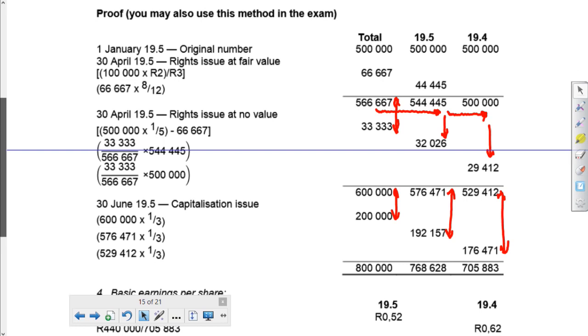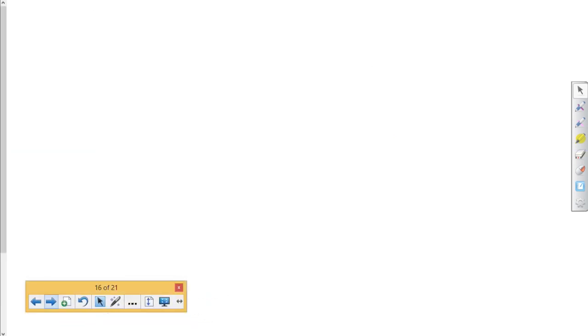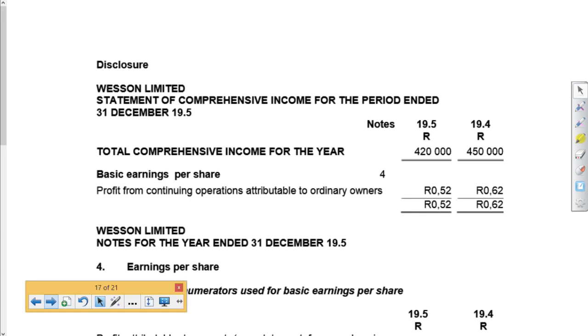So that's a rights issue below fair value. And that's it for today. There's an assignment number 2. We finished number 1 last week, or the week before already. Last week. So we're now going to start looking at assignment number 2. They creep up on us.